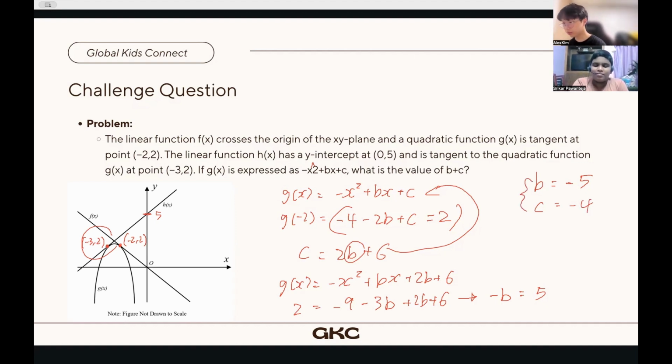Okay, and so because we got the two values for b and c, we can now add these together to get our final answer of negative 9. And so, yeah, it looked very confusing at first because it is very different from previous practice questions we solved until now. But it's very simple.